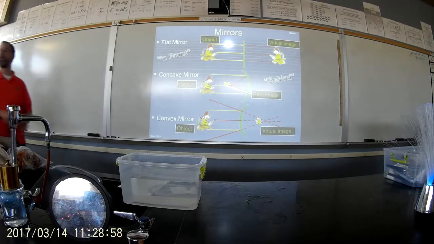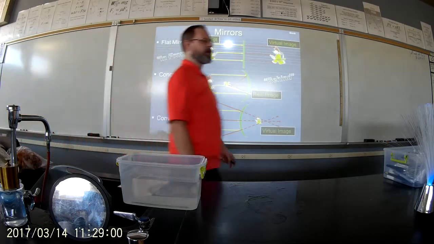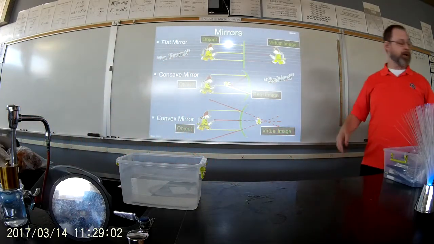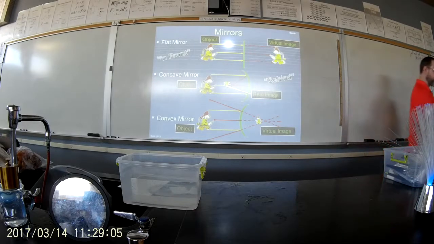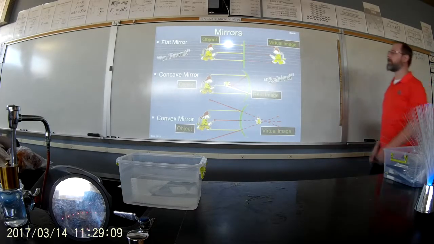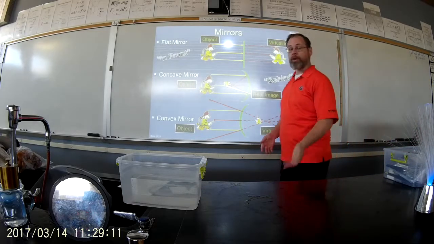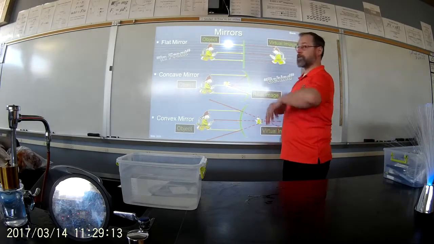About 6 words we use to describe images. The first set: we always use 3 of those 6 words when we're describing images. The first type of word we use is whether the image forms where the light is, or where the image forms where light is not.